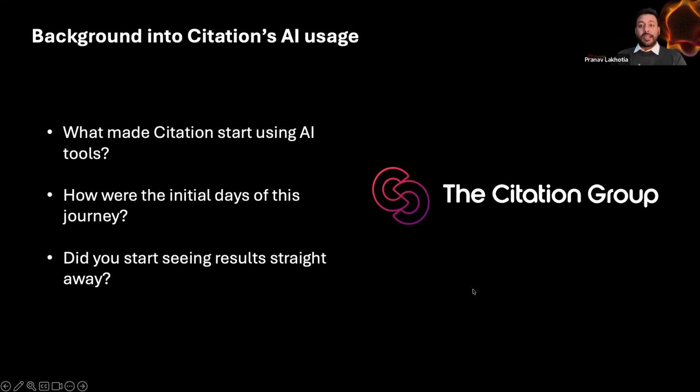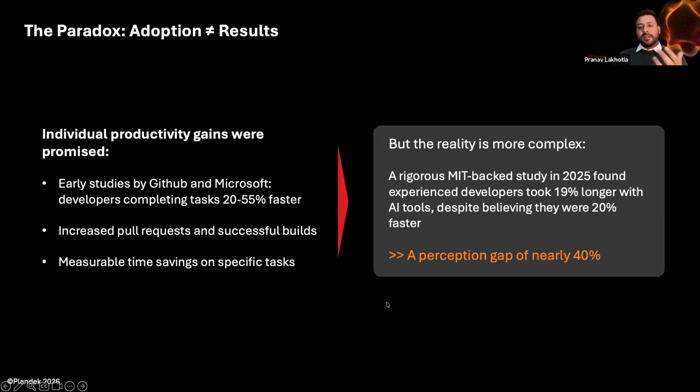It's no silver bullet really. And that's kind of what we have seen a little bit of as well. If you look at the study that was done by MIT last year, experienced developers actually took a lot longer to adopt and deliver using AI tools, despite believing that they were faster. So this is what the paradox has been, and a lot of companies are facing this.